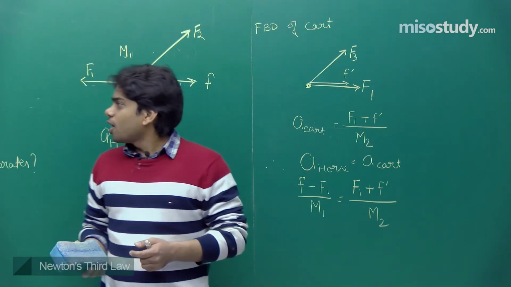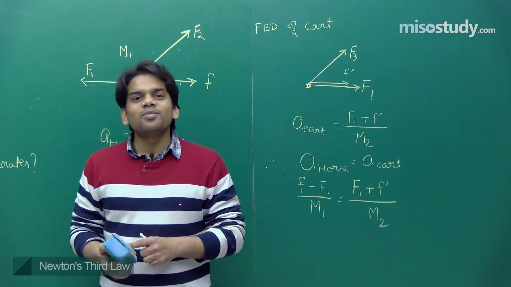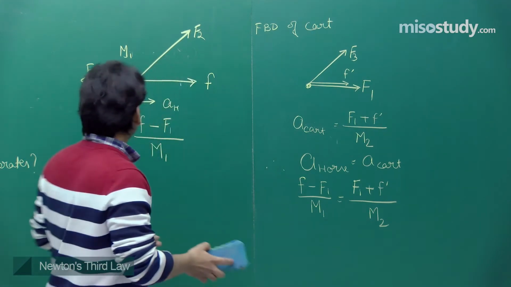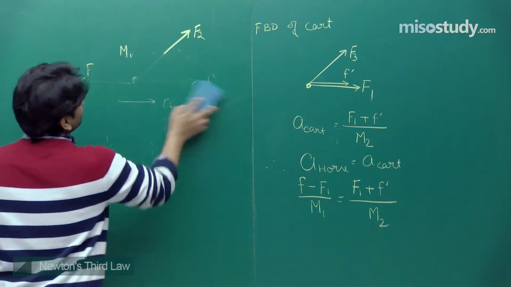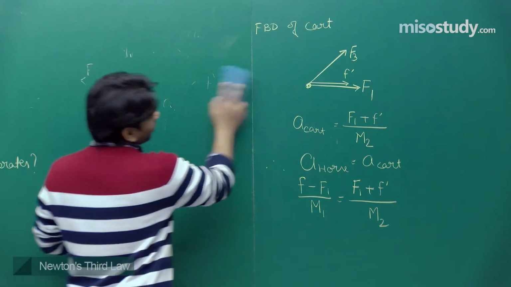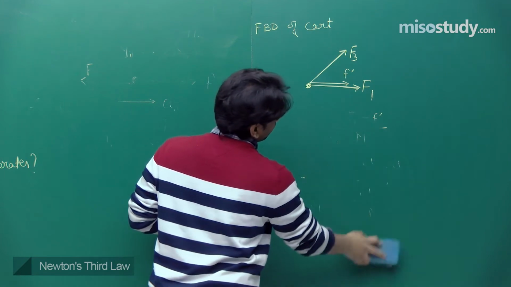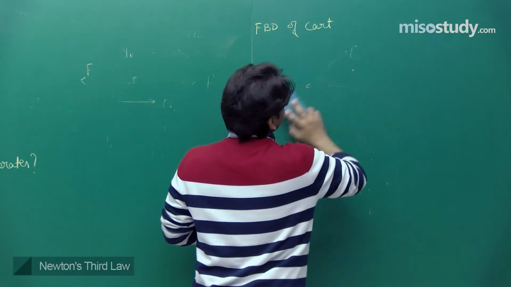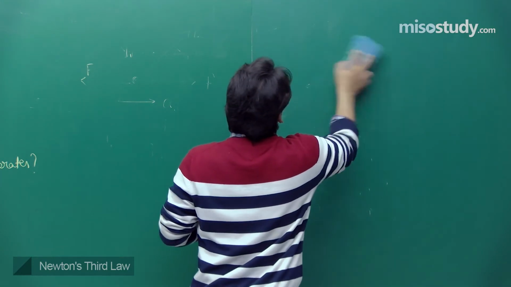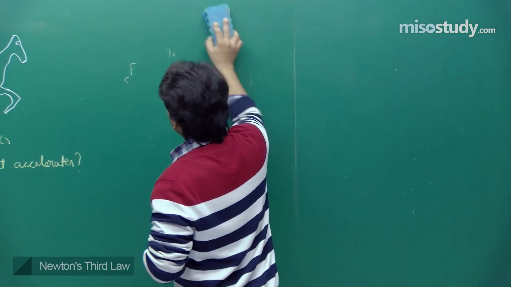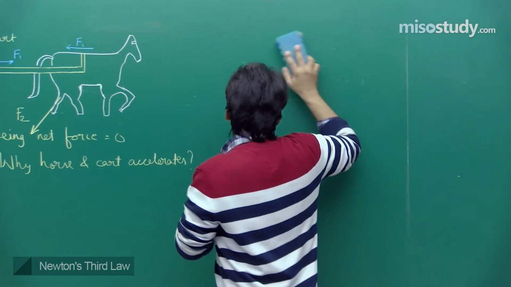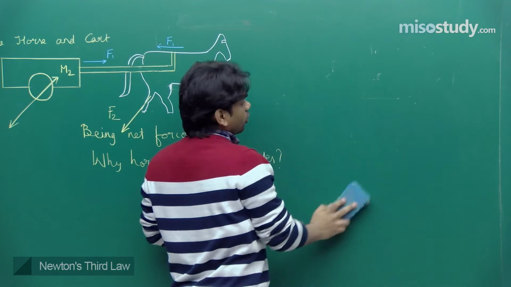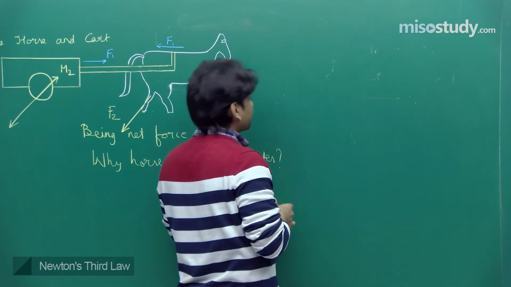Now let's see some more examples where we can use the concept of Newton's third law. This case was clear to everyone, I believe. Horse and cart problem: why the cart accelerates and why the horse and cart move together. Hope that now it is clear to everyone. It is due to the forces applied by the ground that we need to also consider in the case of horse and cart. Now let's see some more examples.